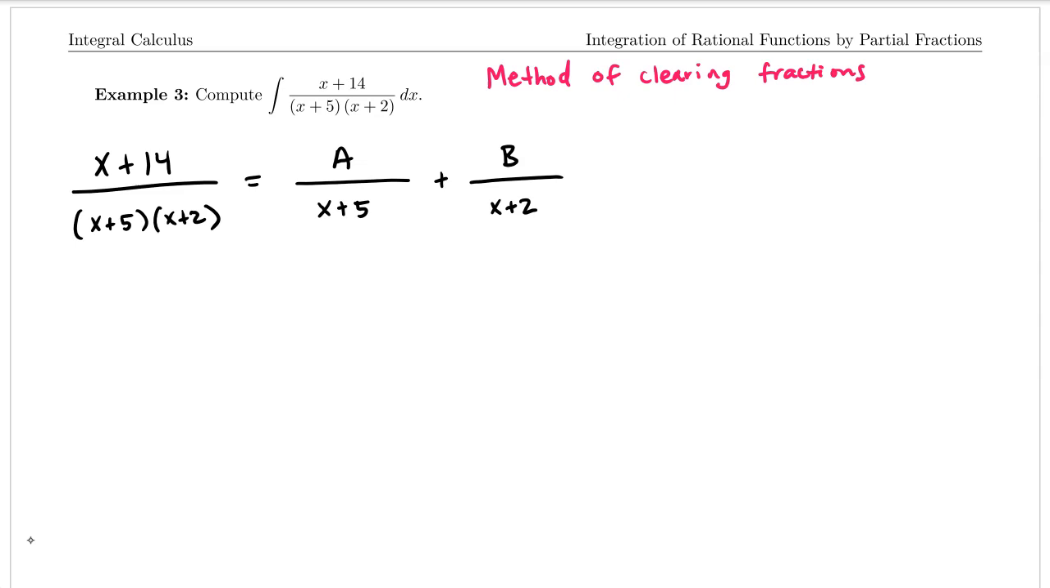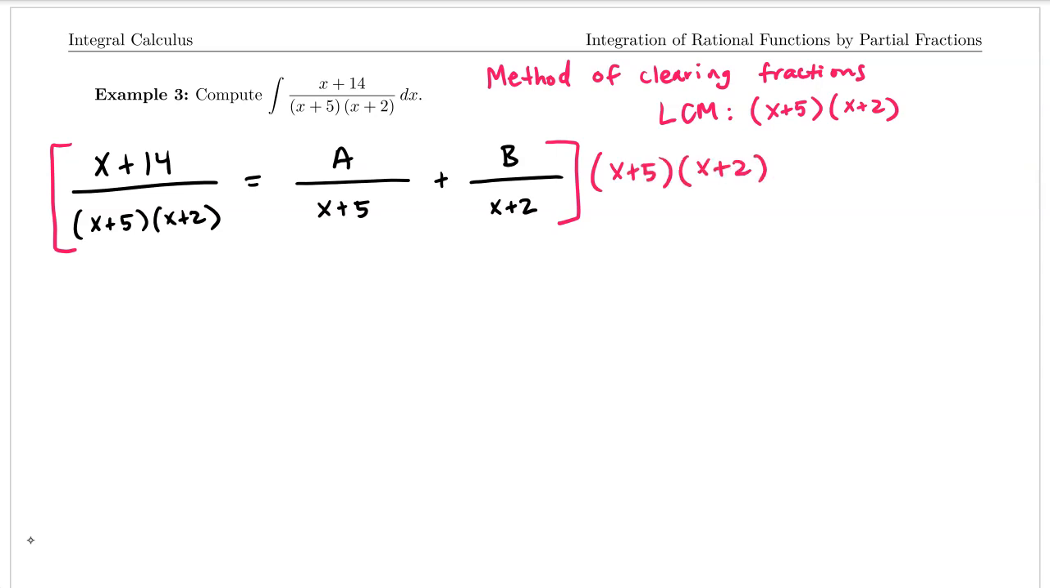In other words, I want to get rid of all of the denominators, and the way that I'm going to do that is I'm going to multiply my entire equation by the least common multiple of all of the denominators. In this case, our least common multiple is (x + 5)(x + 2). So I'm going to multiply every single term on both sides of the equation by (x + 5)(x + 2).